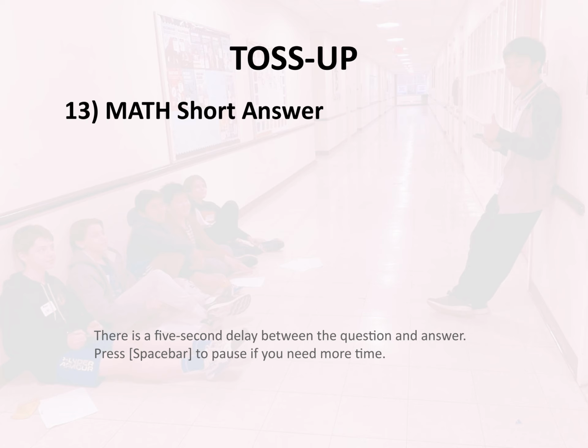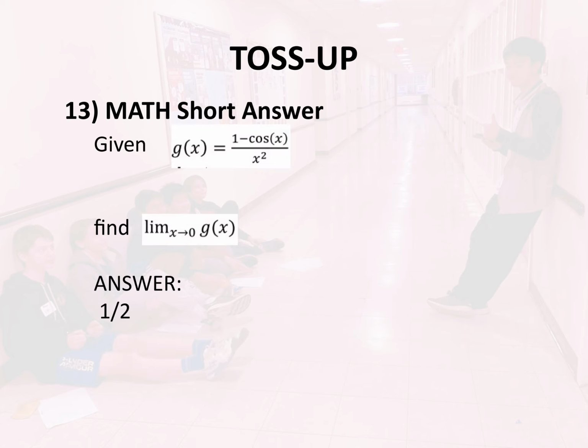Toss-up 13. Math. Short answer. Given g of x equals the fraction with numerator 1 minus cosine of x and denominator x squared, find the limit as x approaches 0 of g of x. Answer, 1/2.